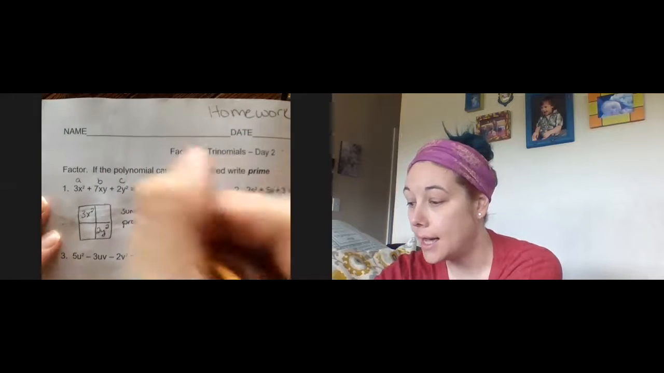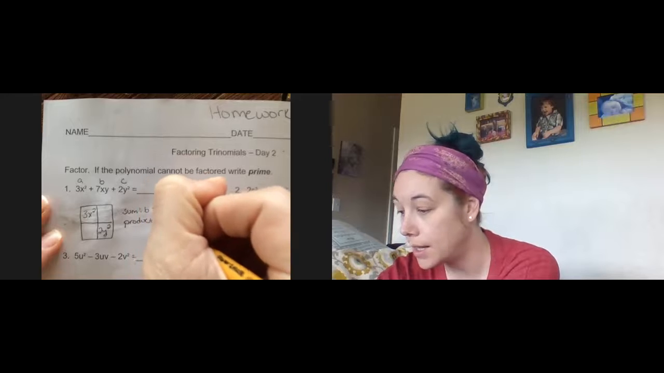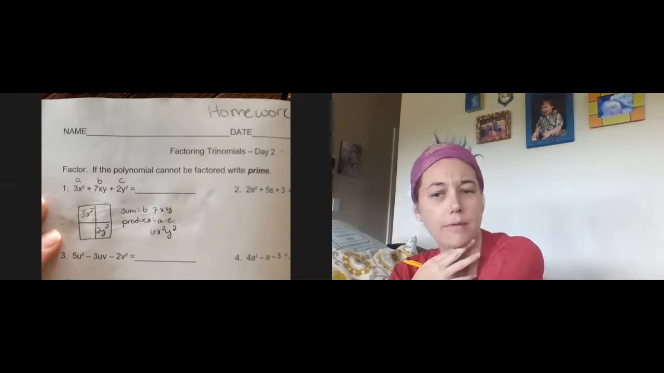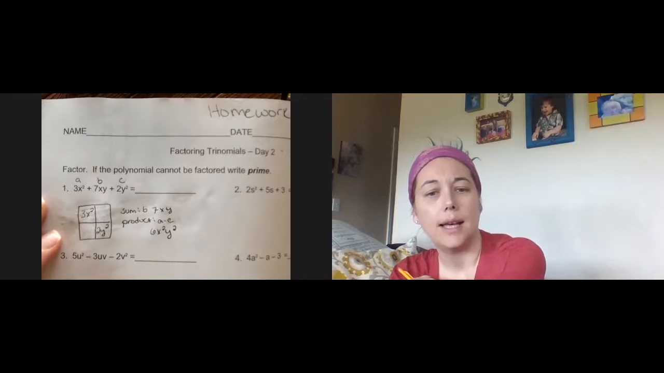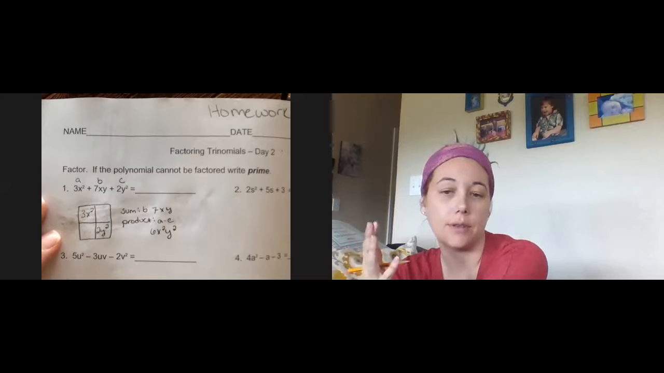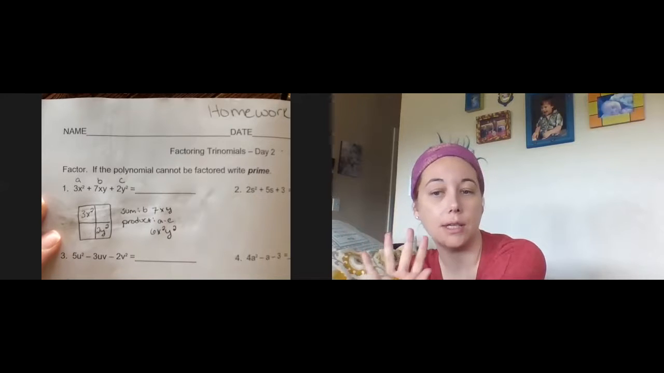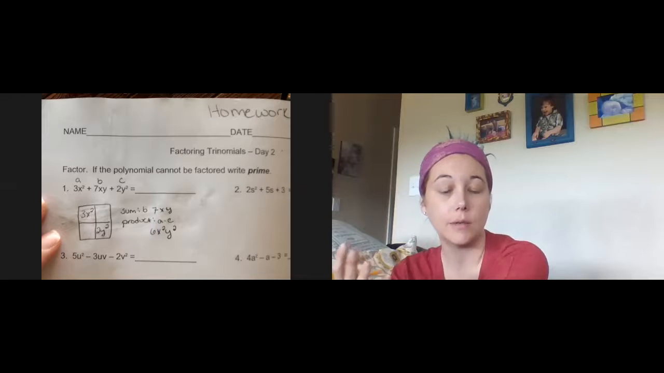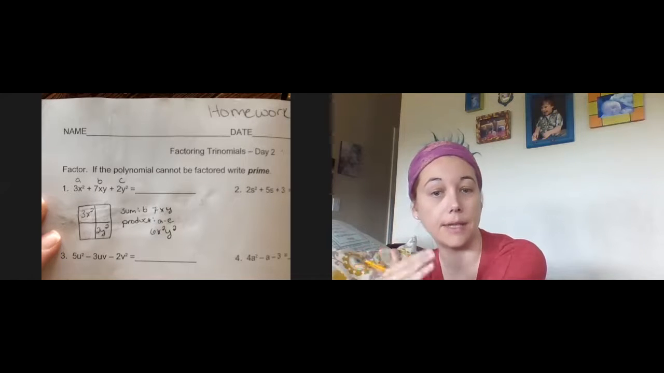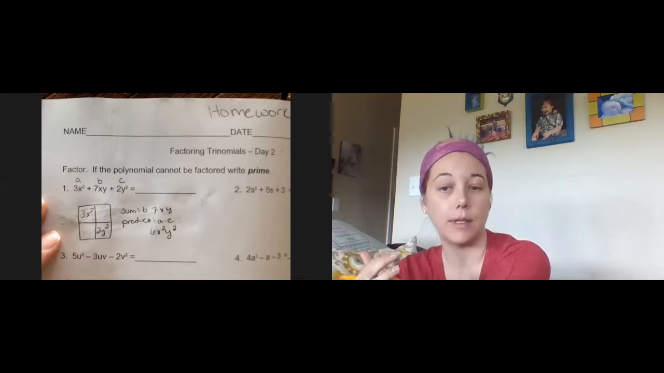7xy, and A times C is 6x squared y squared. Don't let those extra variables throw you. It's just one extra little element to this. We're still just dealing with the number first. So what factors of 6 when added together give us 7? Well, 6 and 1. 6 times 1 is 6, and 6 plus 1 is 7.